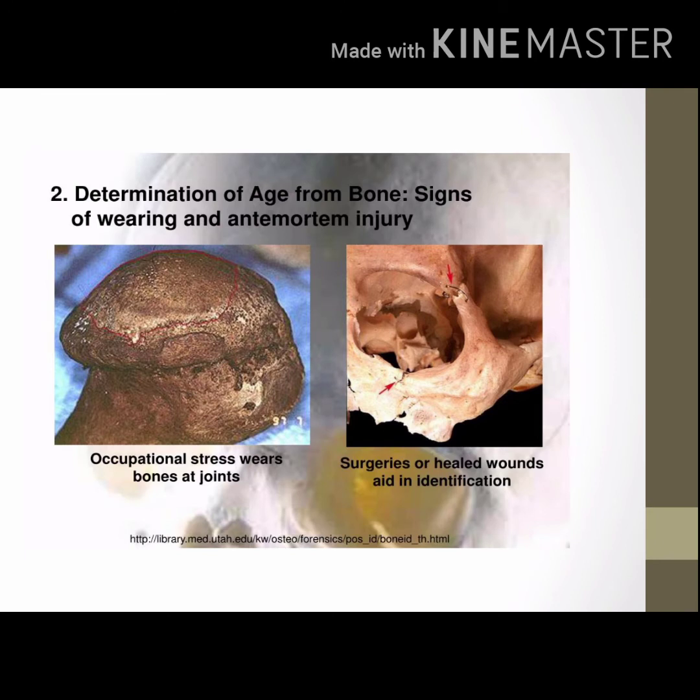The next picture is determination of age from bone, signs of wear, and antemortem injury. The first picture is occupational stress, which wears bone at joints. The second picture is surgeries or healed wounds, which aid in identification.